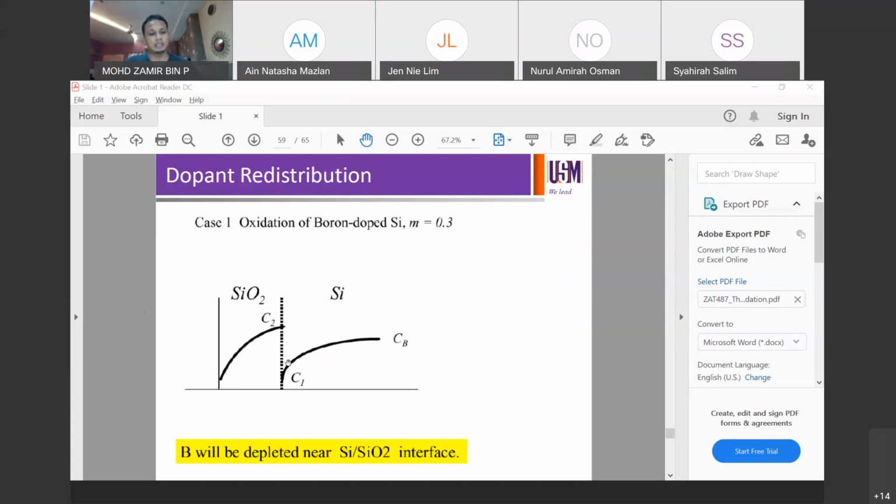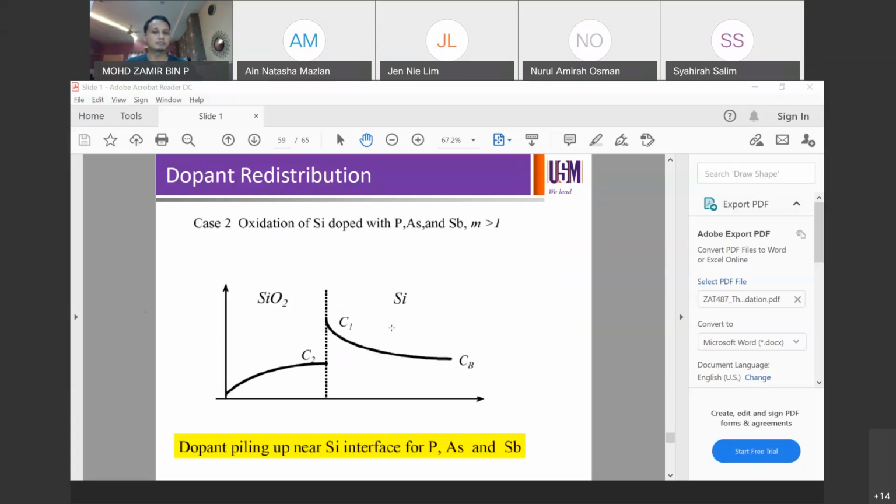So this vertical line here is the interface. On the left hand side is silicon dioxide. On the right hand side is silicon. So after the process, you're going to see that boron, given by C1 in silicon and C2 in oxide, is depleted. So your boron is depleted from silicon going to the oxide, giving your M to be less than 1. Okay, so C1 is less than C2, and the ratio is about 0.3 for boron.